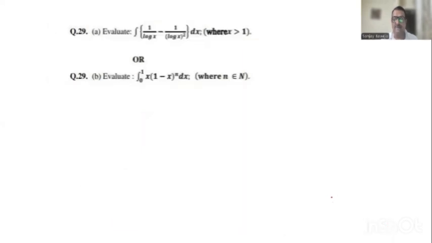Then we come to the next part, 29th. There are many ways to solve question number 29 part A, but I'll tell you the easiest way to solve this question. 1 by log x minus 1 by log x the whole square.